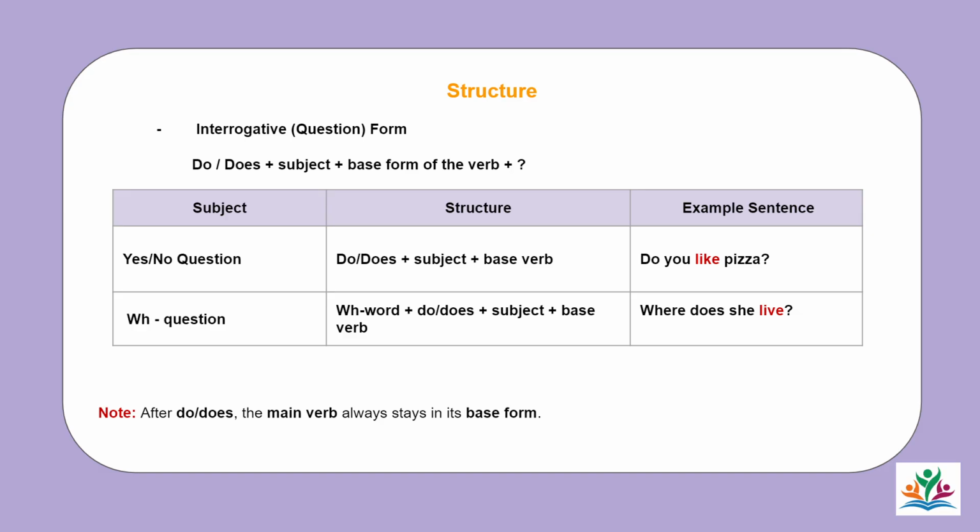For the WH question, which includes where, when, what, for example, we need to add the auxiliary verb do or does plus the subject plus the base form of the verb. For example, where does she live? Same thing as we saw before, after the do and does, the main verb always stays in its base form. No need to add an s or es at the end.